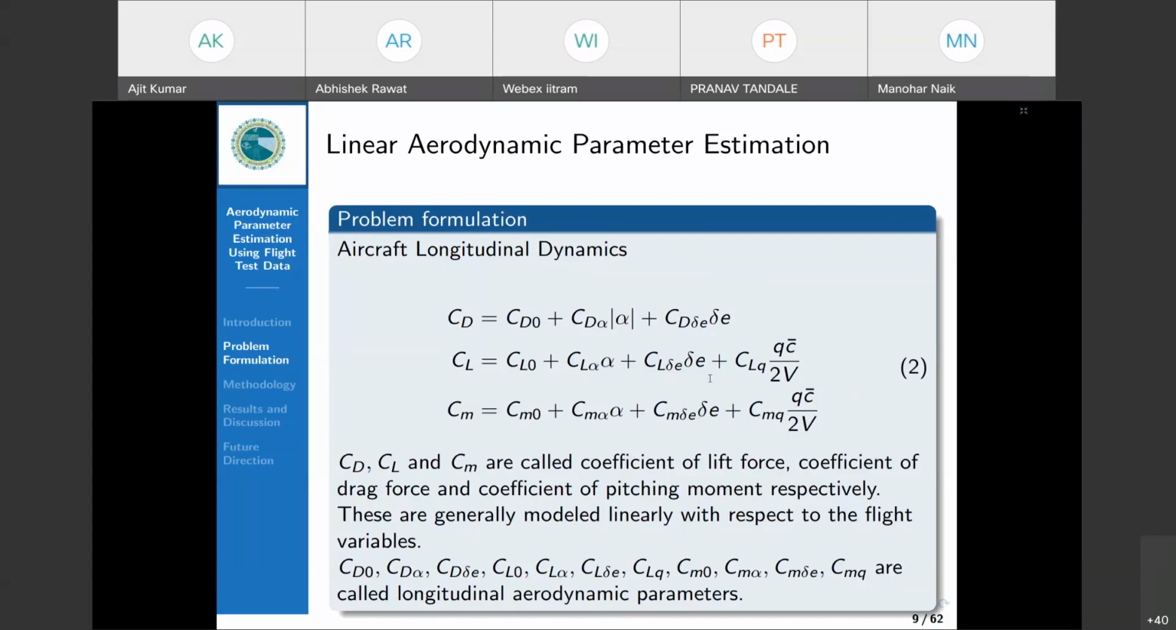So the parameters related to your elevator or control surface help in characterizing the control aspects of the flight vehicle, and other parameters like CL alpha, CD alpha, and CM alpha talk about the stability performance of the aircraft. So we will learn these things throughout these slides.